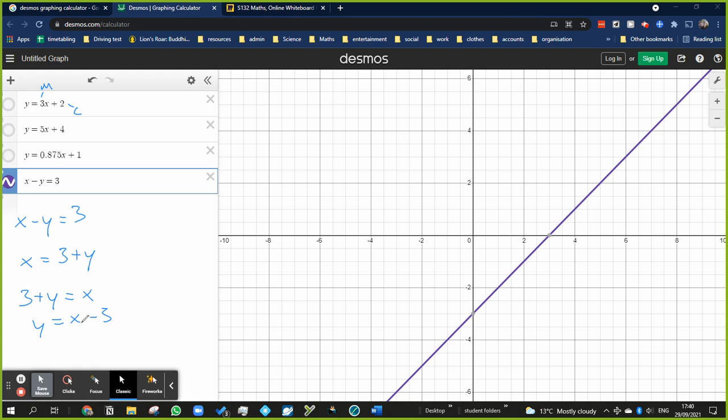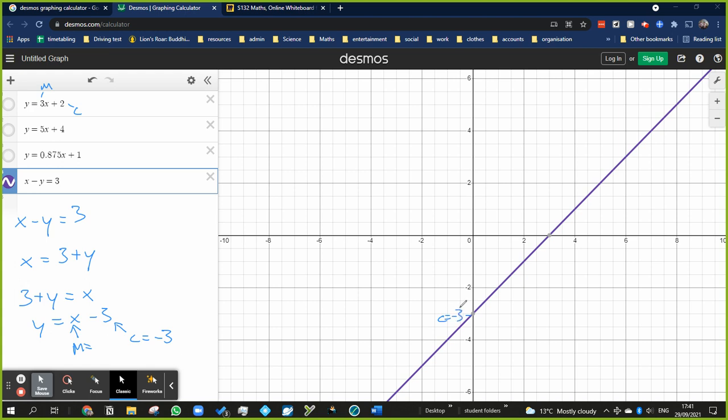And now we can see that it's 1 times x, which means m must be 1. M is equal to 1. And this time we have a negative y-intercept, so c is equal to negative 3. And as you can see, it does in fact go through negative 3.